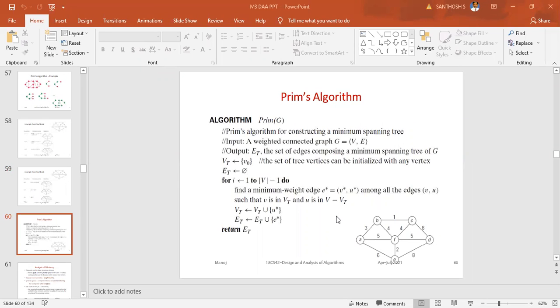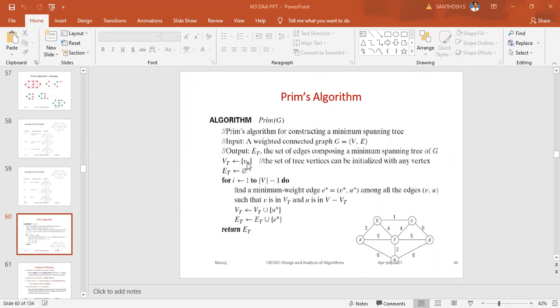So now you come to Prim's algorithm for constructing a minimum spanning tree. What is the input you take? A weighted graph G is equal to V comma E. Output is ET. What is ET? The set of edges. What is V? It is vertices. What is E? It is edges. ET means the set of edges composing the minimum spanning tree of G.